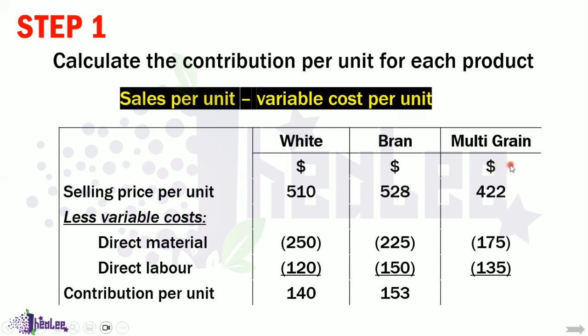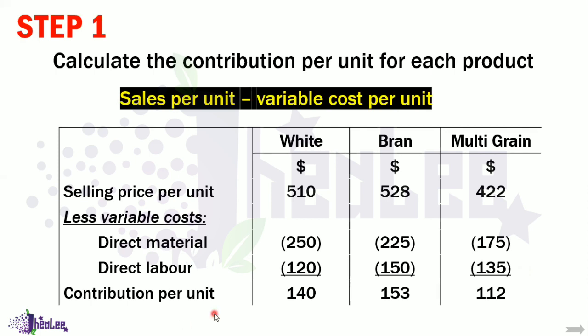And let's move into the multigrain. $422 selling price, subtract the variable costs of direct material of $175 and the direct labor cost, which is also a variable cost, of $135. That gives us a value of $112 for the contribution margin for multigrain.